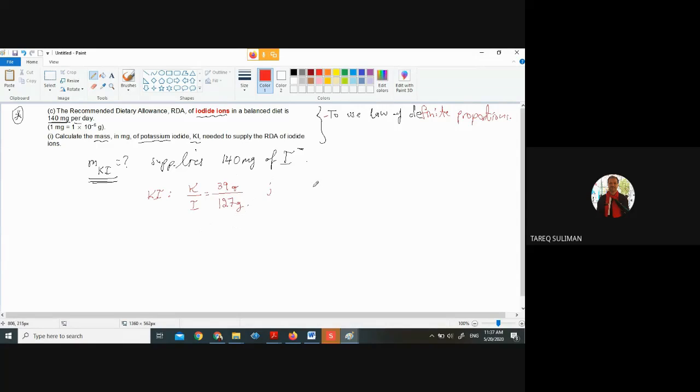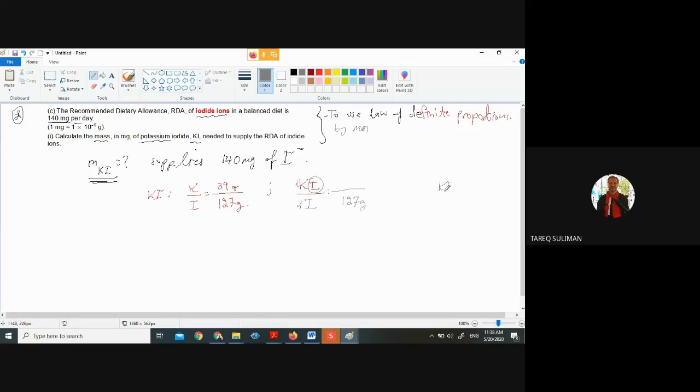Or we can say in KI, in every 1 mole of KI, how many moles of I are present? Yes, only 1 mole of I is present. Clear? So what is the ratio by mass? Law of definite proportions by mass. Every 1 mole of I minus or I, because when it loses or gains electrons, the mass doesn't change, 127 gram. What is the mass of 1 mole of KI?